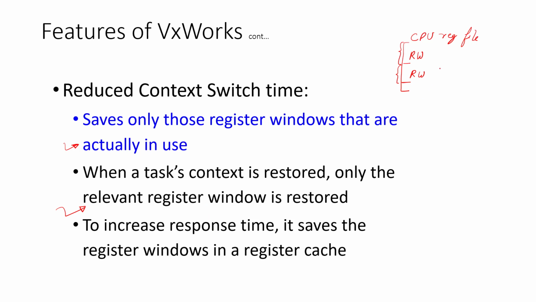And also, along with register windows, there was a register cache which was dedicated to storing the registers, right? So basically, they went one step further and created a small memory within the CPU, which was dedicated to storing the values of spilled registers.